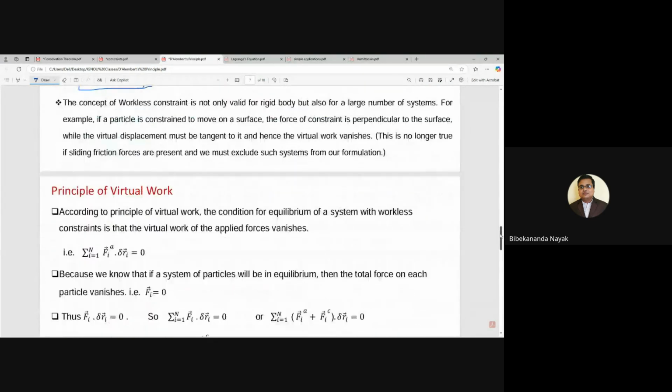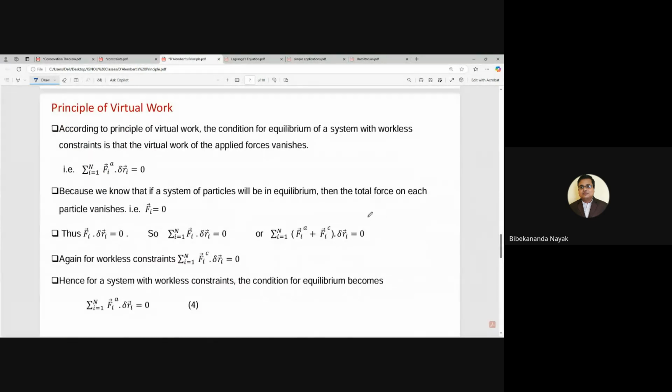Okay. Then the principle of virtual work. According to the principle of virtual work, the condition for equilibrium: when the total force acting on the system is 0 or vanishes, we call the system in equilibrium. According to the principle of virtual work, the condition for equilibrium of a system with workless constraints is that the virtual work of the applied force vanishes.